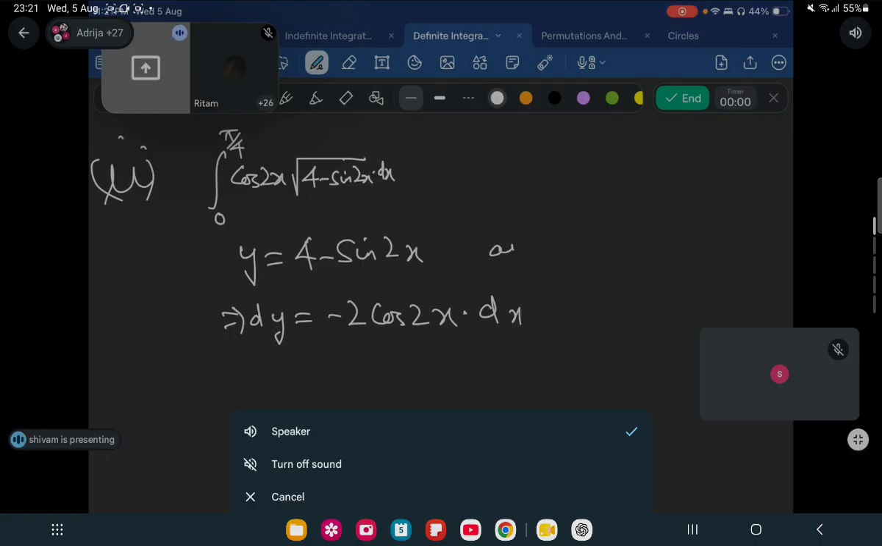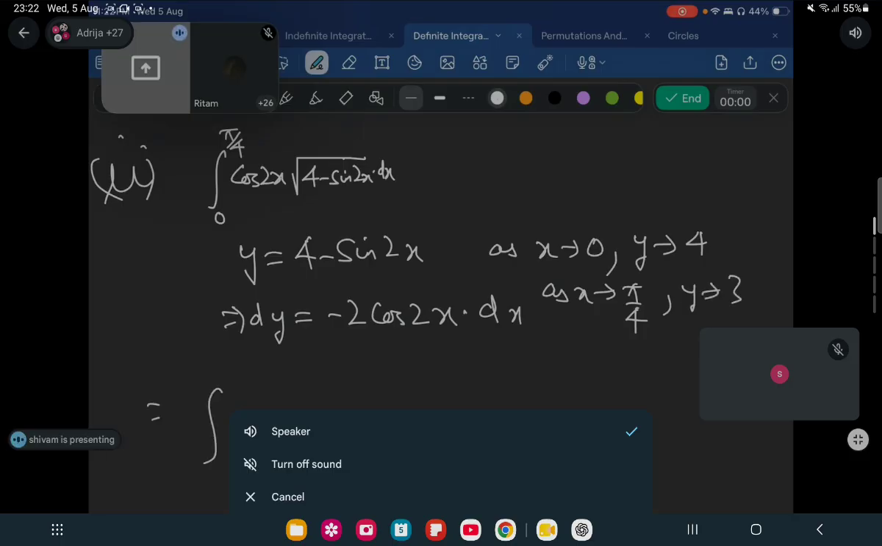As x tends to 0, sin 2x, I mean, y will tend to 4. And as x tends to pi by 4, y will tend to 4 minus 1, that is 3. So you'll get integral from 4 to 3. Cos 2x dx will become minus dy by 2 into root over y. Tell me, are you people getting?